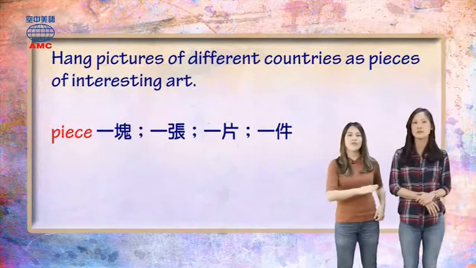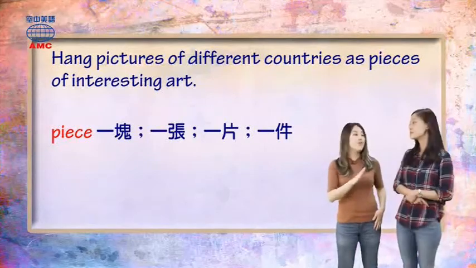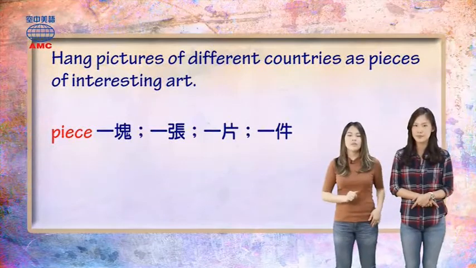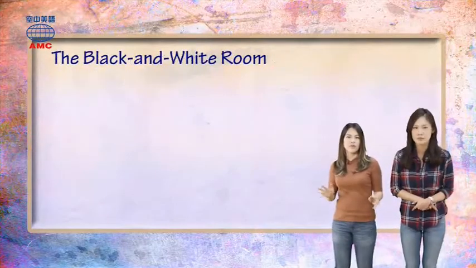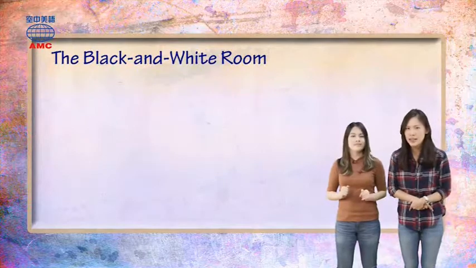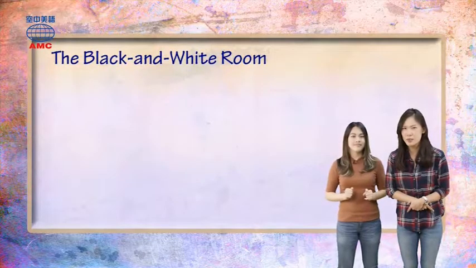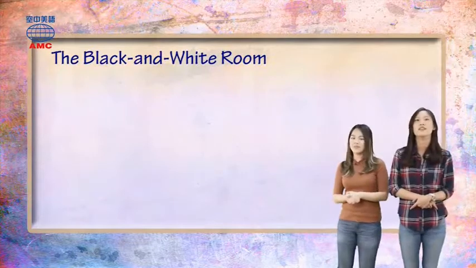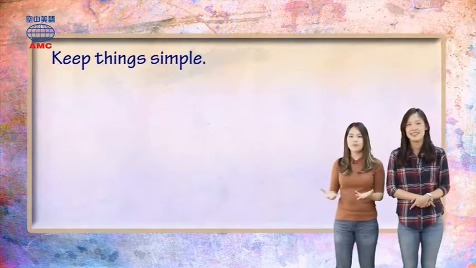Okay, what's our next room? All right, I'm glad you figured out what you want your room to be. Some more ideas just in case. The next room is the black and white room. I thought of zebras right away. What is this kind of room about? It could be about zebras. Well, it says keep things simple.